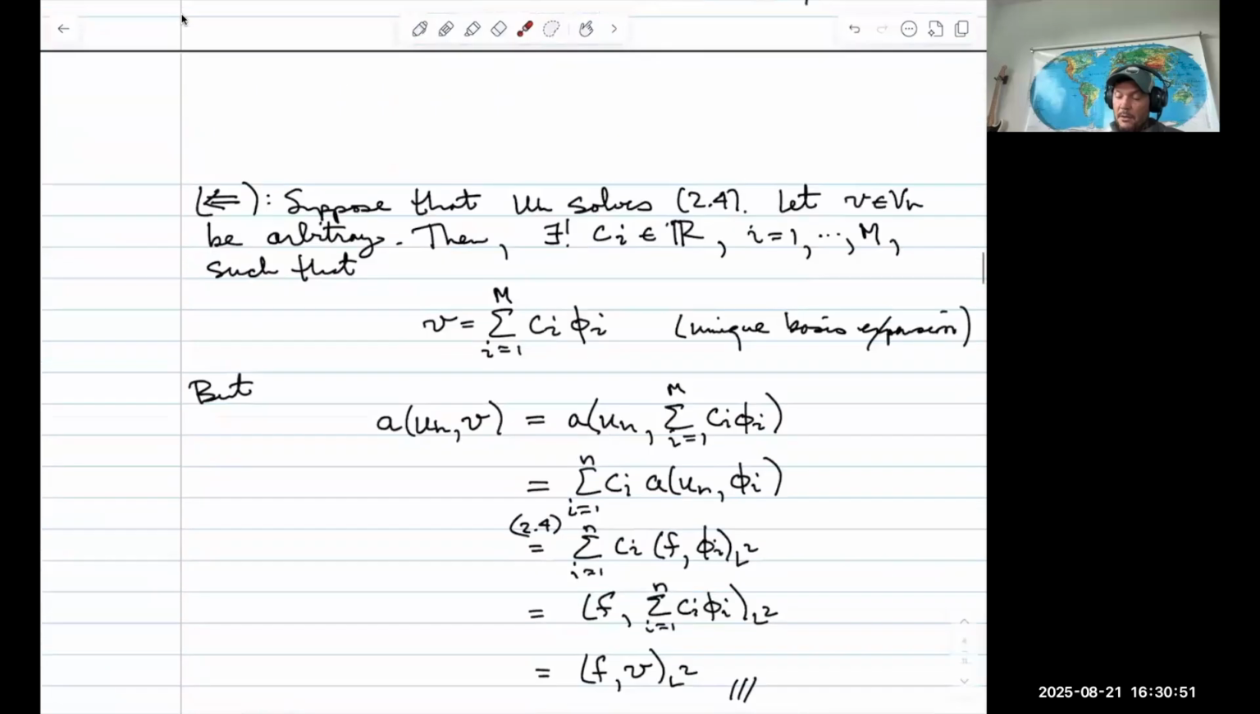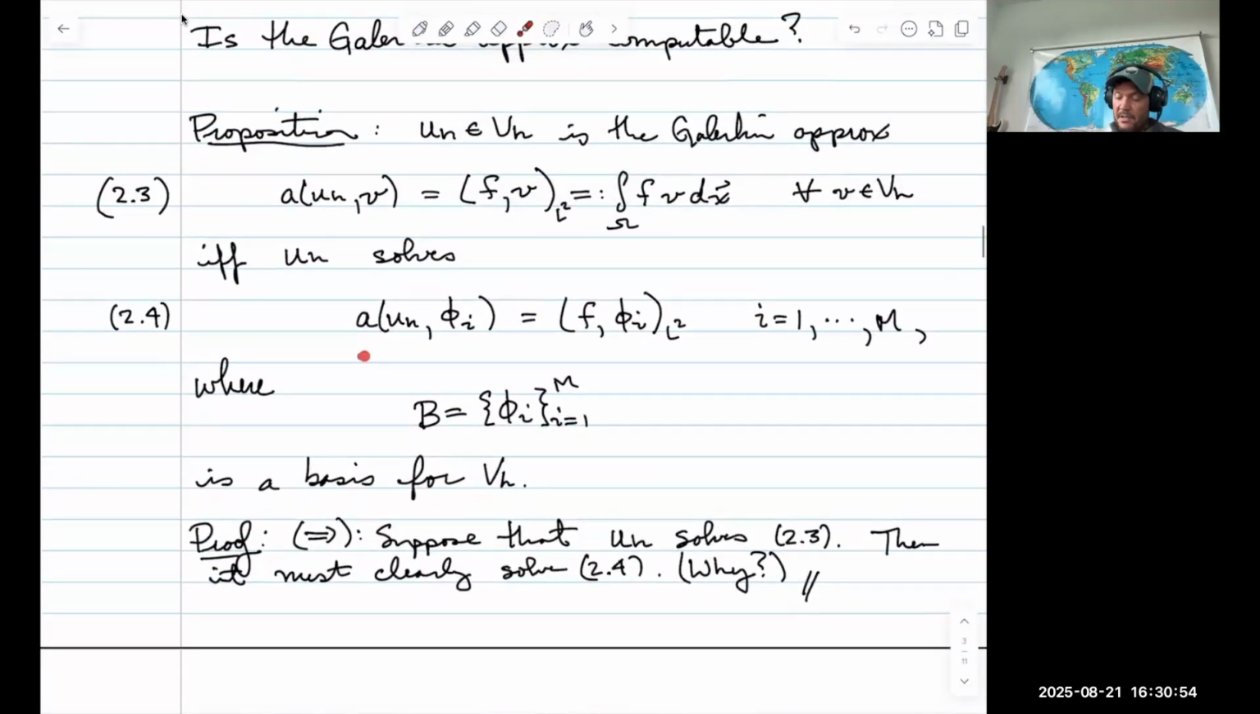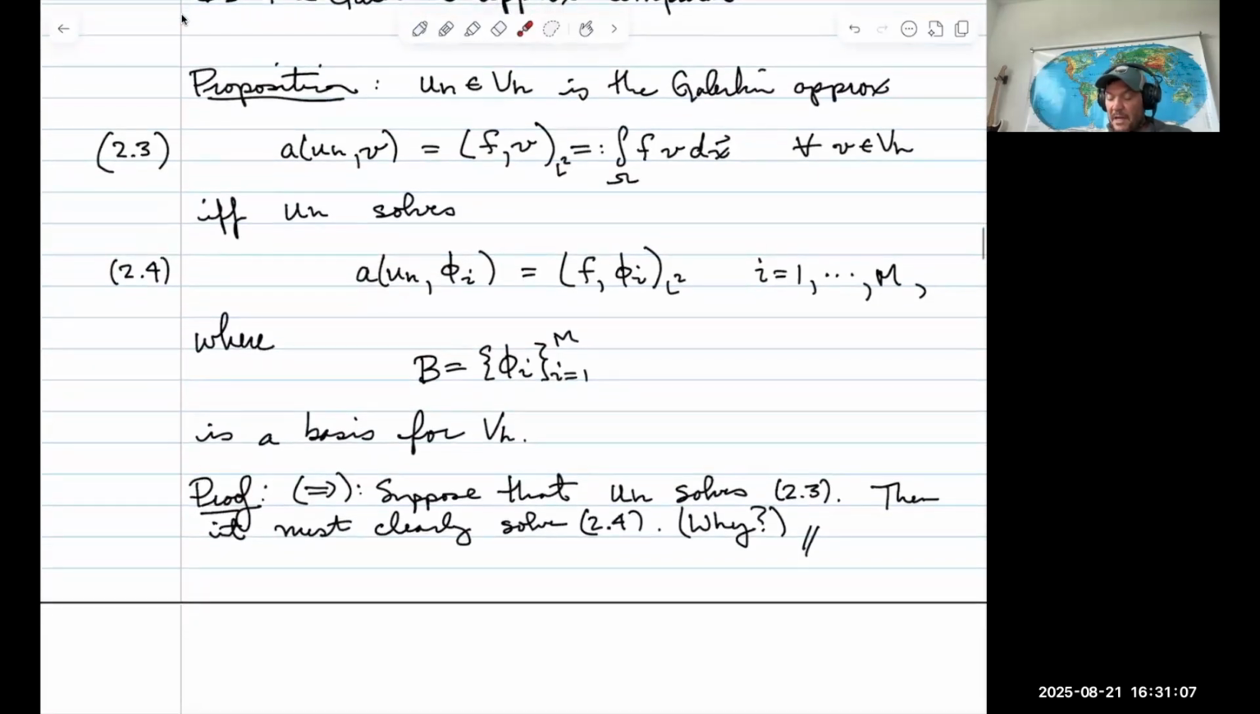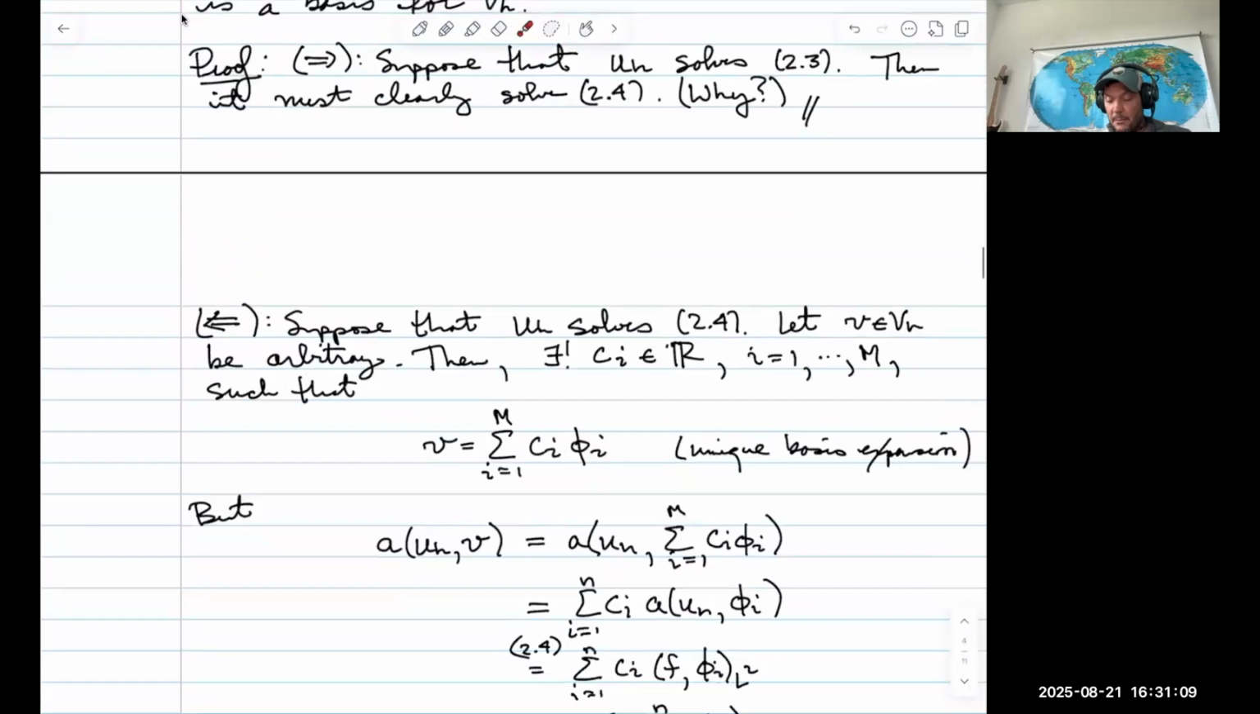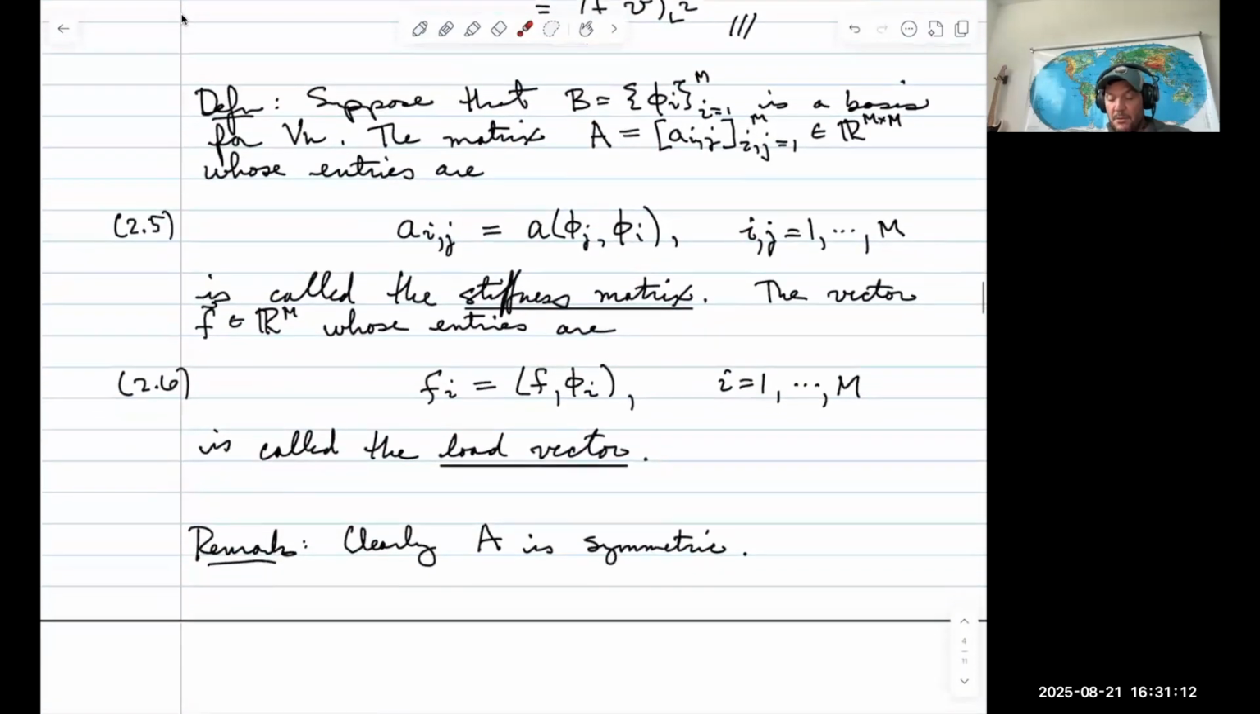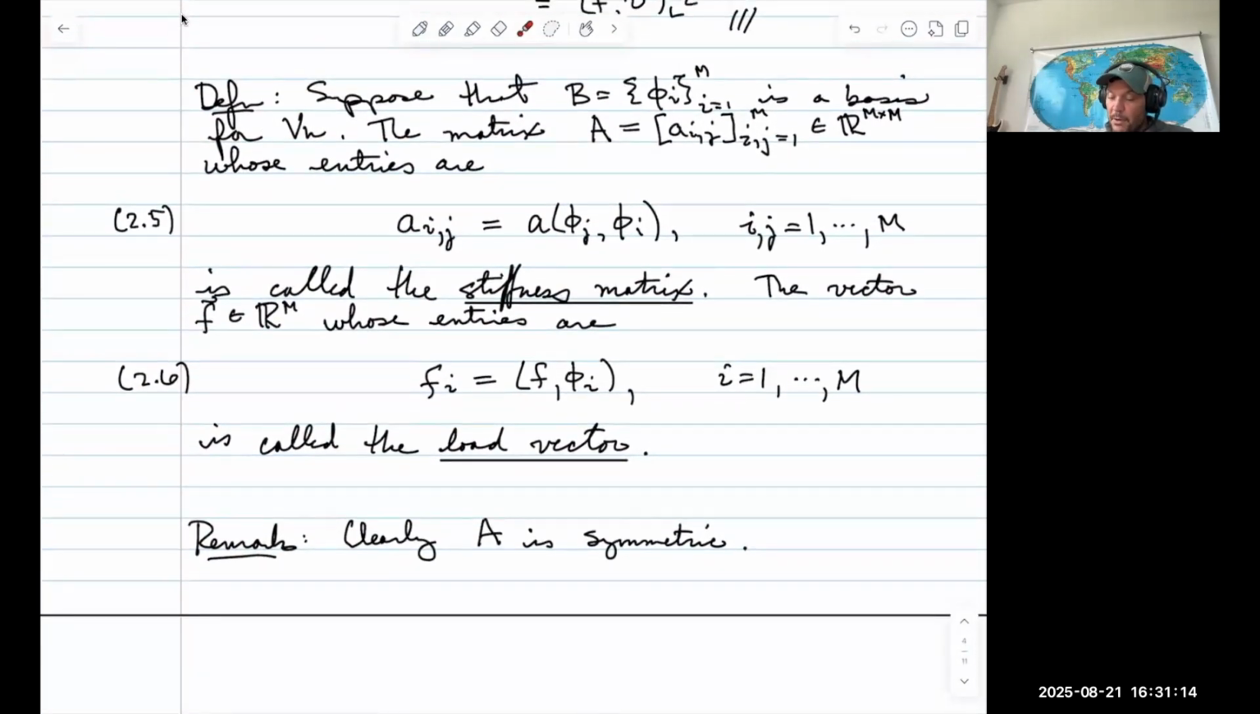All right, so Galerkin approximation is equivalent to this problem here. And it doesn't matter what basis you use as long as you use some basis for your finite element space or whatever space you're using, your finite dimensional space. We're going to use a finite element basis because this is a course on finite elements. And what else would we use? Suppose that B is a basis for VH. The matrix, so this is my notation for matrix. Usually I'm going to use a capital A, a capital letter, I should say.